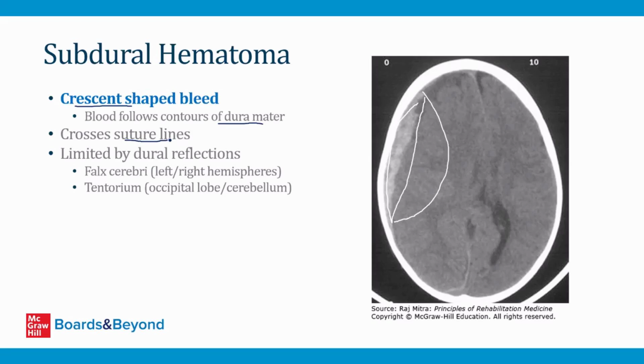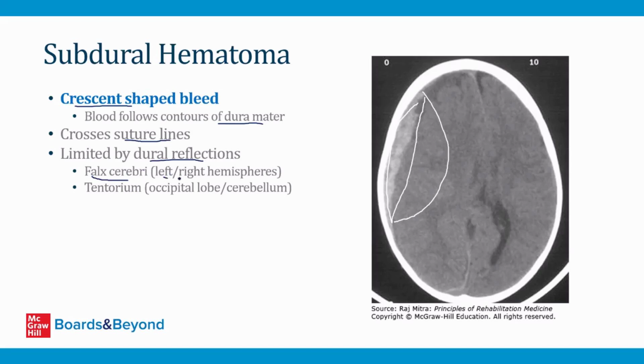The bleeding is beneath the dura mater, so it's not affected by where the dura mater is attached to the skull. The main anatomic limitation to the blood in subdural hematomas are the so-called dural reflections. There are certain regions in the brain where the dura mater folds inwards, and these are regions that subdural hematomas cannot go across. So, for example, the falx cerebri is one of these dural reflections.